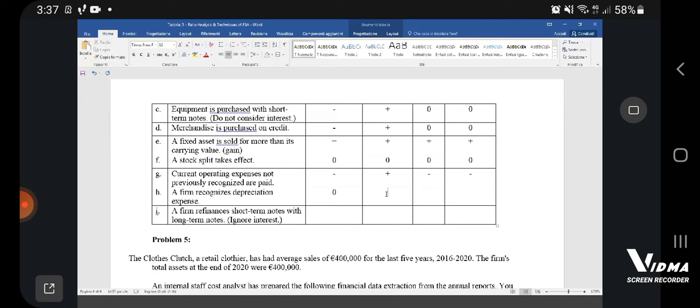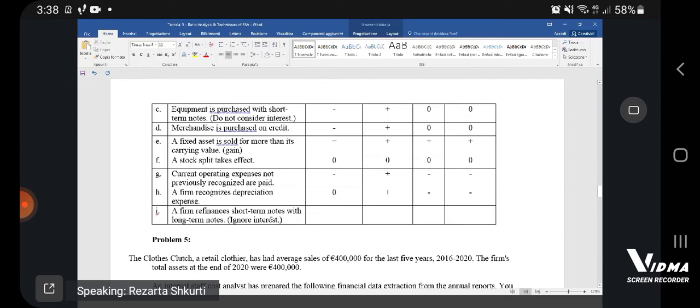For the same reason as before, the net income, of course, is decreased because depreciation is an expenditure. It's not a cash outflow, but still it is an expense. So a minus at the net income. What about the stockholders' equity? That's easy. The same thing that will impact the net income will have the same effect on the stockholders' equity.